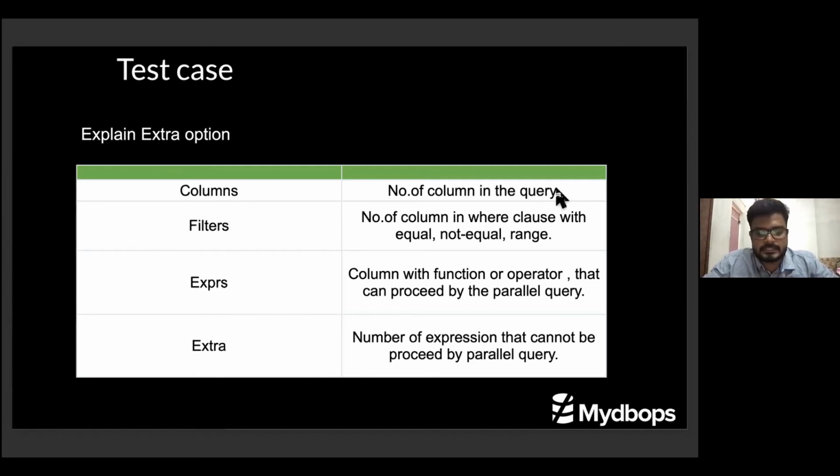So in the extra option, the number of extra means how many columns get satisfied by the parallel query. At this situation, the number of values in this column will increase, which means among the four where conditions, only two have been satisfied by the parallel query. The other two are executed by the same normal standard methods.